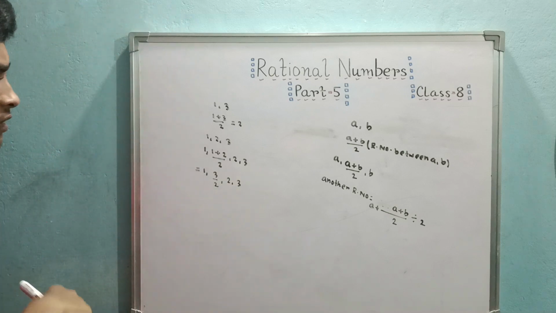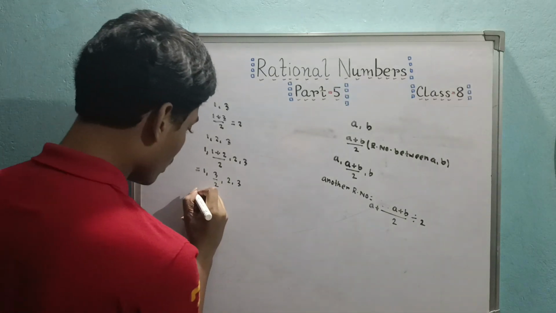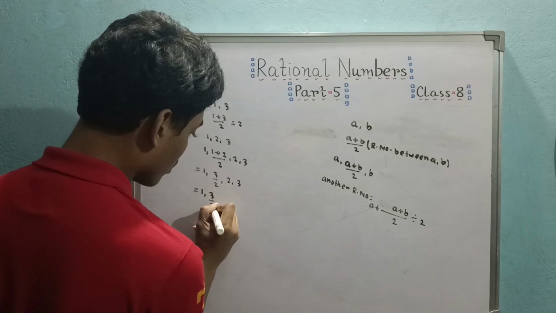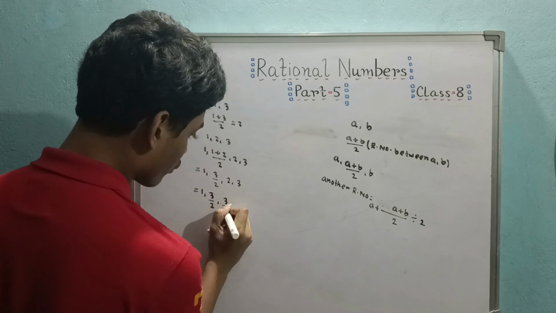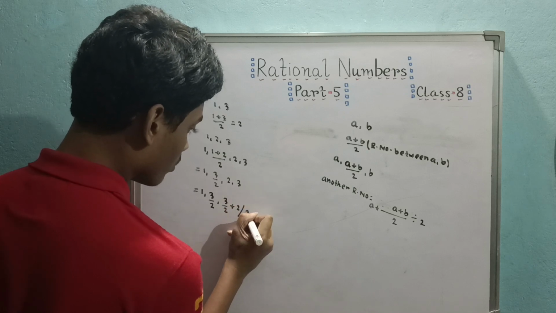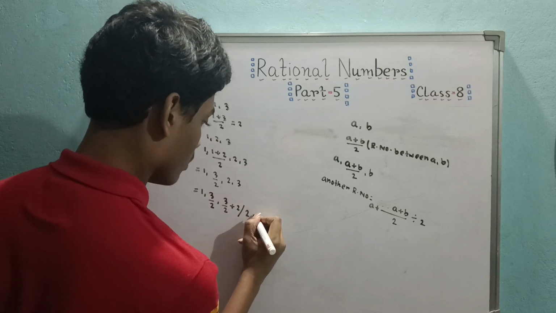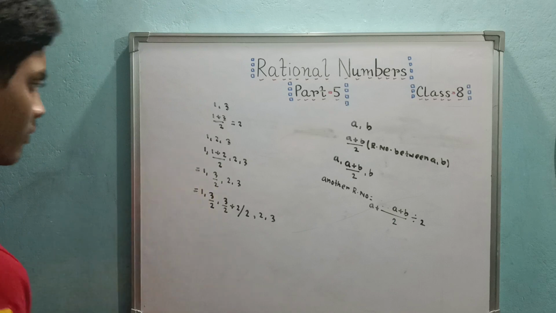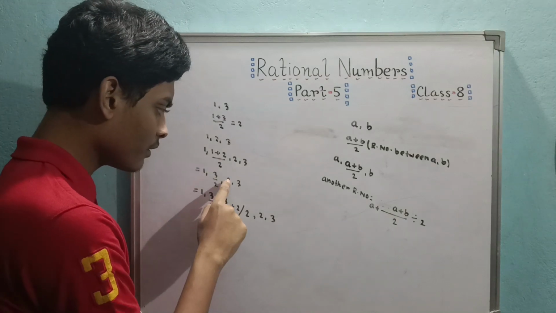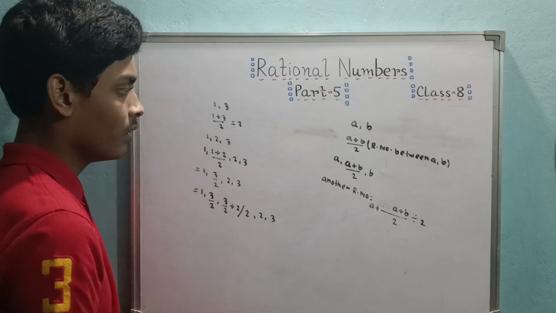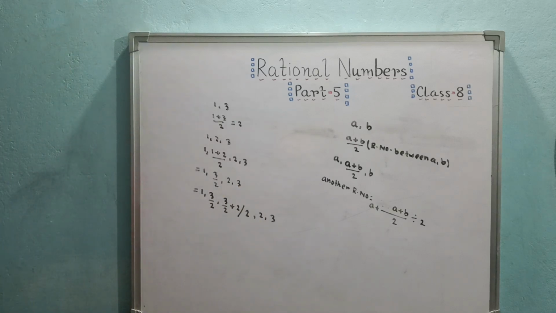Again if you are told to insert another number, then you can do 1, 3 by 2, 3 by 2 plus 2 divided by 2, 2, 3. Right, 1, 3 by 2, then the sum of these numbers by 2, then again 2 is also there, and then 3. So you can keep expanding. So this is one method you can apply.